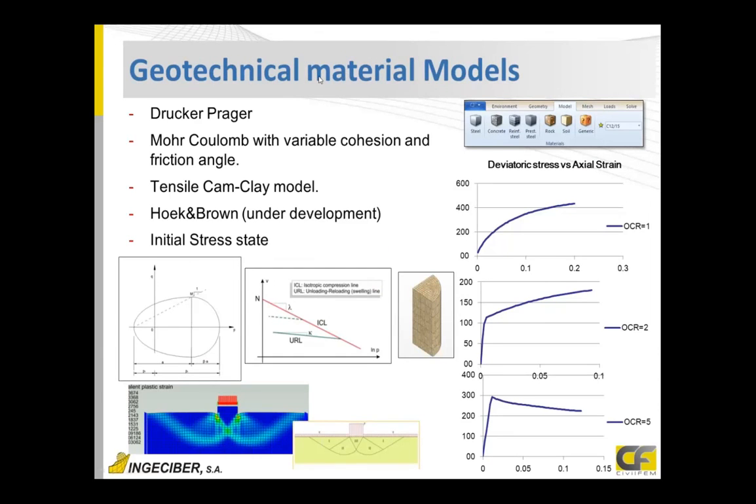CivilFEM has several geotechnical material models like Drucker-Prager, Mohr-Coulomb with variable cohesion and friction angle, tension cut-off concrete models, and we will have Hoek-Brown this year, and of course initial stress state.